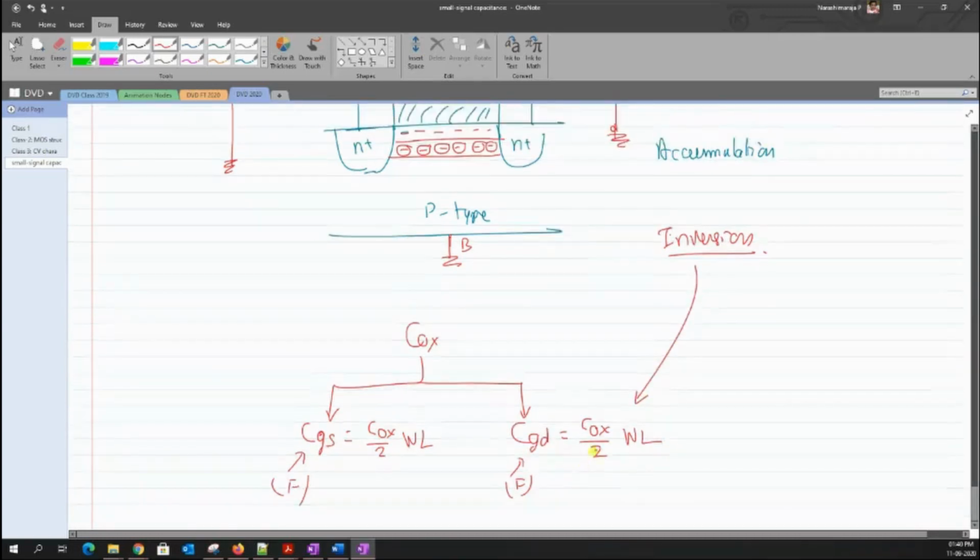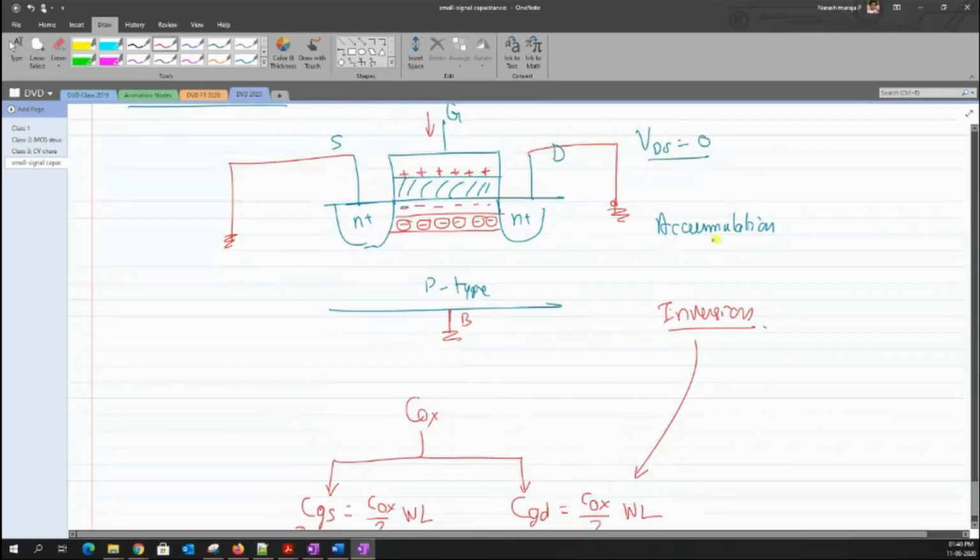Whereas in the case of accumulation, I'm just going to define a term known as CGB, which is nothing but the capacitance between the gate and the body. And how will I define that capacitance? Again, this is a capacitance where I have COX, and we know that the unit of COX is farad per meter square. So I will multiply by an area in order to remove that meter square term, and this would be my capacitance.